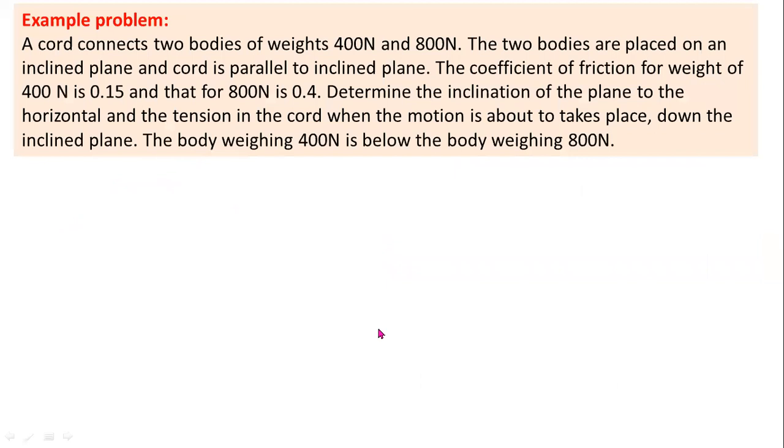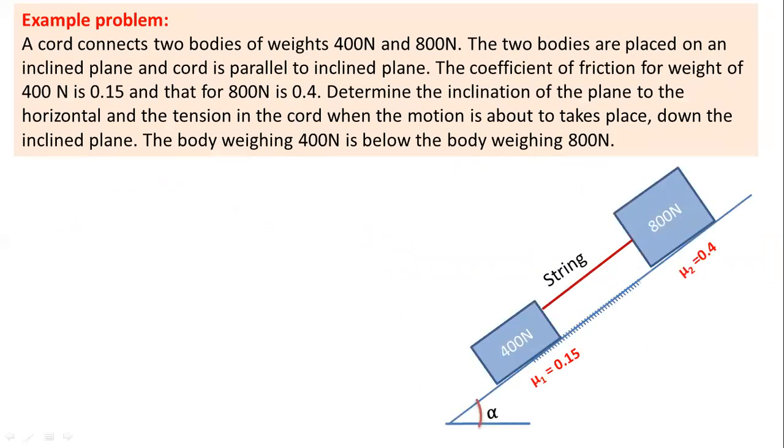Now coming to another problem. This is the given question. This is the given diagram. From the given question, first of all, you have to identify the given values. A cord or string connects two bodies of weights 400 newtons and 800 newtons. The two bodies are placed on a rough inclined plane, and the cord is connected parallel to the inclined plane.